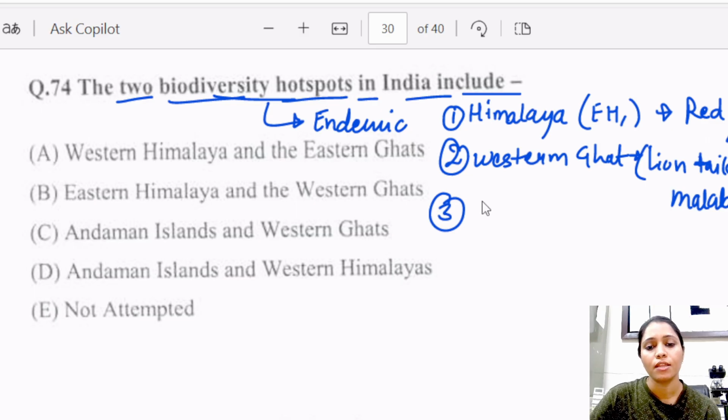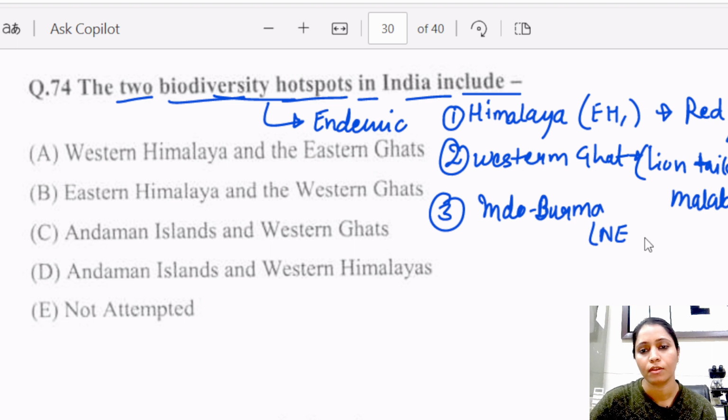And another is Indo-Burma. In this region, also the northeast region, freshwater turtles. This is visible to all of you. Freshwater turtles and Hoolock gibbon.